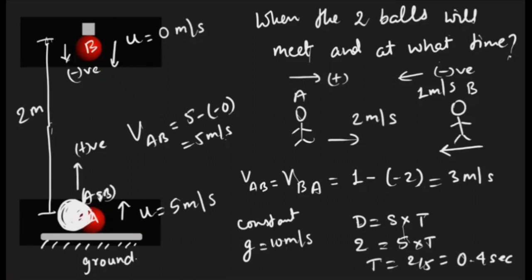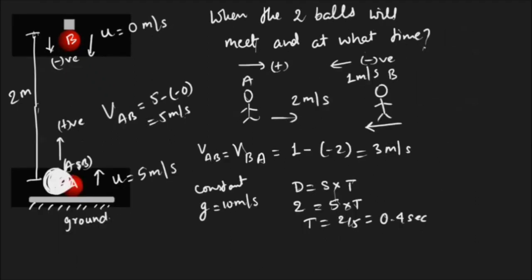Now let us see at what distance they'll meet. We got the time. We used distance equals speed into time because there is a constant acceleration, and we have already said it's a constant acceleration. Now I know what is u and I know what is time, so we have to find distance. Therefore s is equal to ut minus half g t square. Why minus? Because both the balls together are going upwards, so gravity is acting downwards.